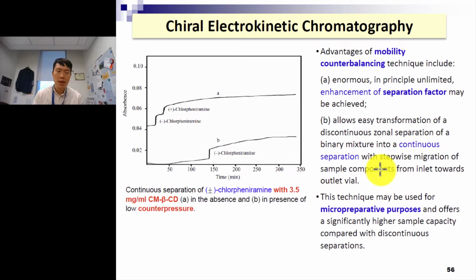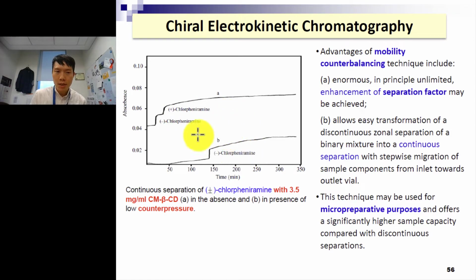Here in this case, we have another mixture. We have the enantiomeric isomer mixture of chlorine 9-amine, and this is in the presence of 3.5 mg per ml CM beta CD. Now here, for A, I would like you to see that in the absence of counter pressure, the separation of the positive and negative enantiomer isn't that great. But when you have low counter pressure, just slightly, even with a bit of this counter pressure, you see a stepwise change.